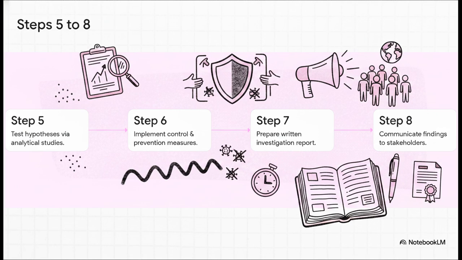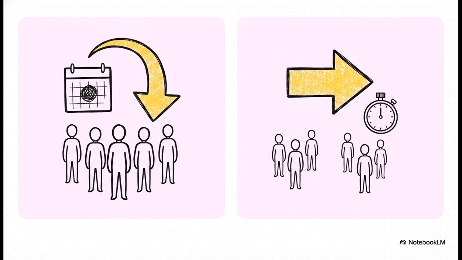In Step 5, we rigorously test our theories using statistics. Then comes the most critical moment, Step 6. This is where lives are saved by implementing immediate control and prevention measures. After the immediate threat is handled, Step 7 involves meticulously documenting everything in a formal written report. And finally, in Step 8, we communicate those findings transparently to public health stakeholders and policymakers, ensuring we actually prevent future disasters. Let's zoom in on Step 5 for just a second.